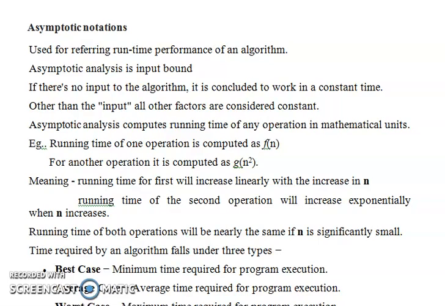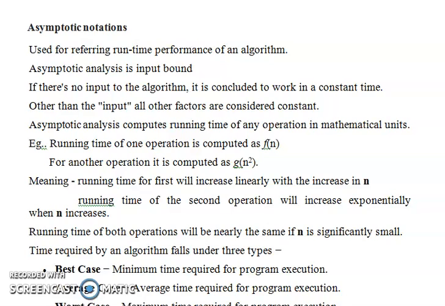And now let us see what asymptotic notations are. They are used for referring to the runtime performance of an algorithm. That means, as I told you earlier, we can have different algorithms for performing the same task. So when there are different algorithms available, we may have to decide which one is better than the other.